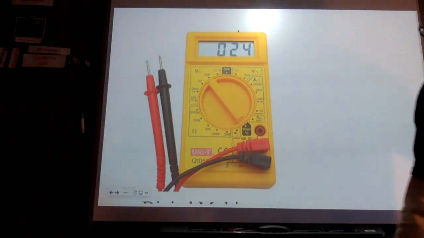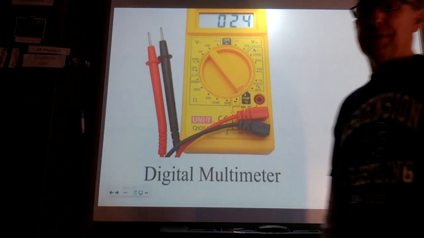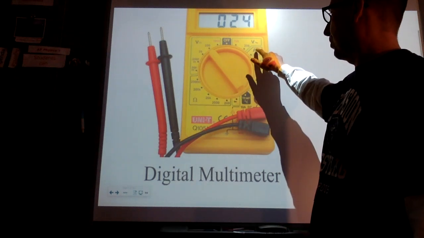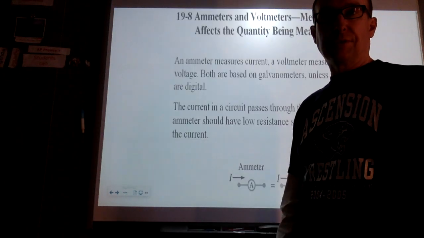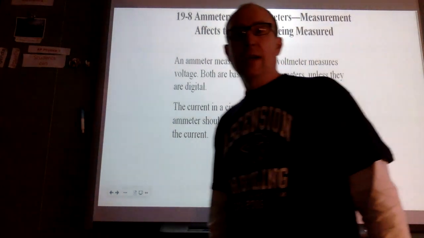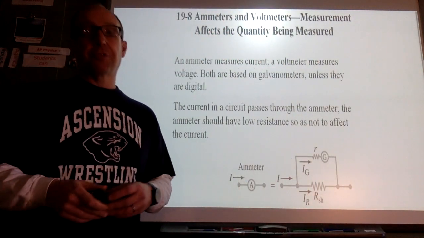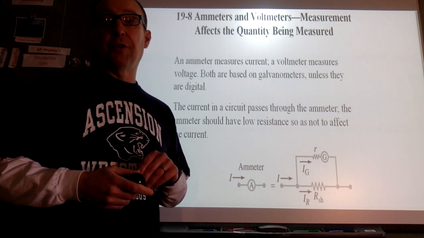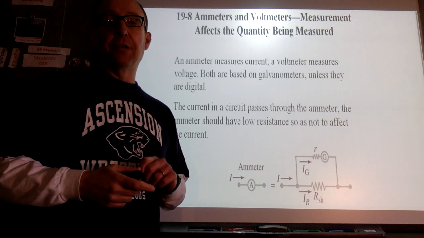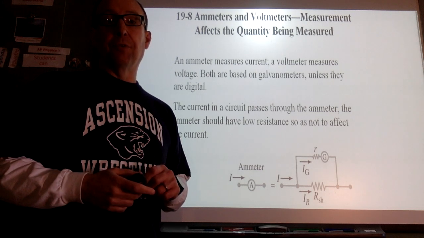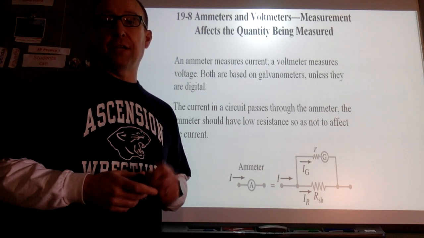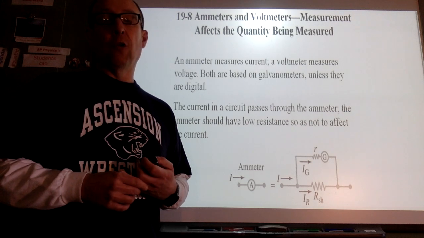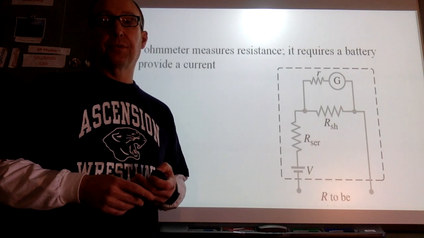This is a digital multimeter. We're going to use this to measure all sorts of different things in here, whether it's voltage, current, or resistance. An ammeter is going to be something that measures current. You're going to have that in line in your circuit. It actually has to be part of your circuit for it to be measured. A voltmeter is going to measure a voltage drop from two different positions in your circuit. And an ohm meter is going to measure resistance.